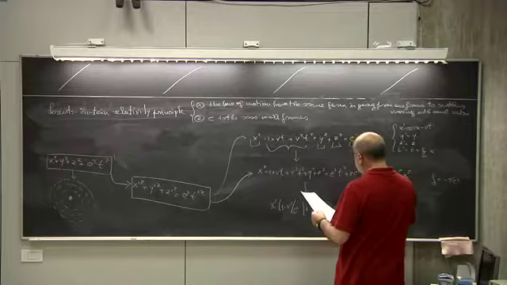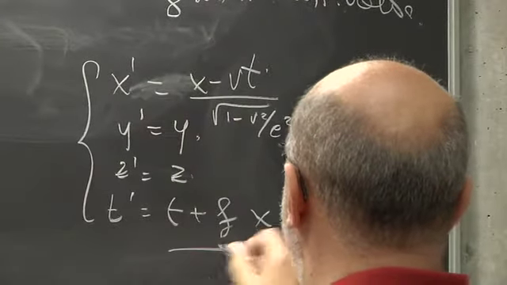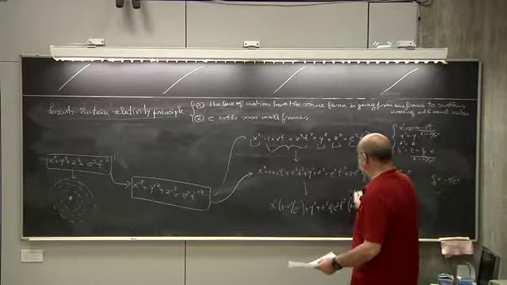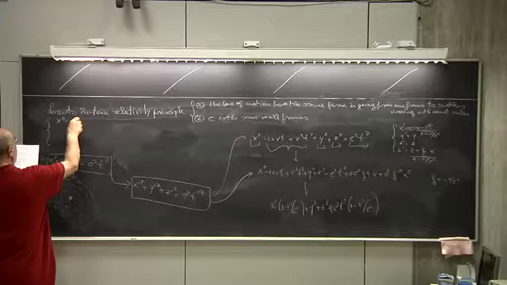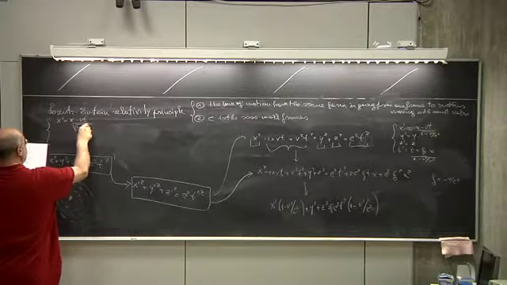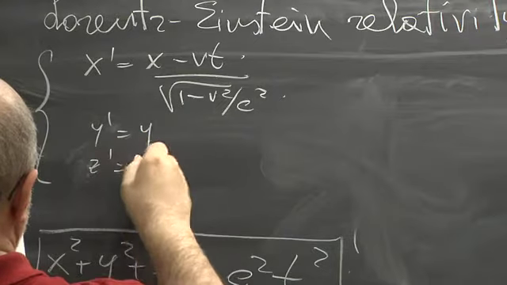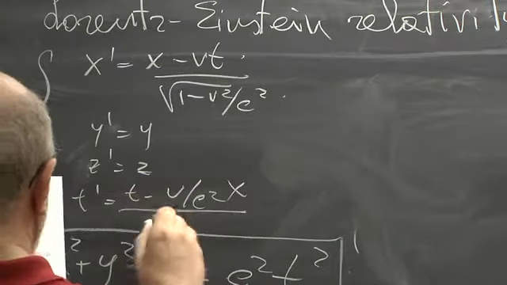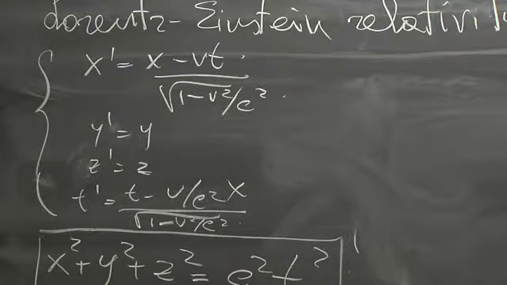In order to get rid of this extra piece, what we can do is divide by it, 1 minus v squared over c squared. If you do this transformation, you get rid of this, and you return to the same form. So the correct transformations are x prime equals (x minus vt) over the square root of 1 minus v squared over c squared, y prime equals y, z prime equals z, and t prime equals (t minus v x over c squared) over the square root of 1 minus v squared over c squared.